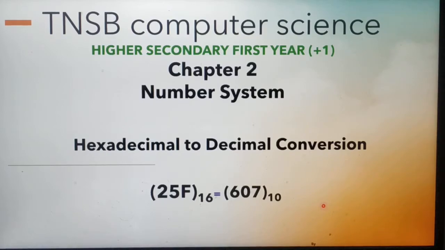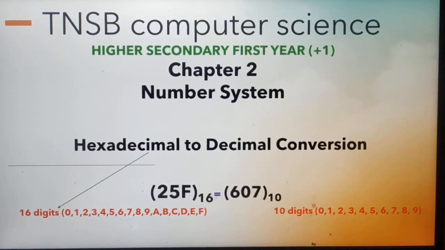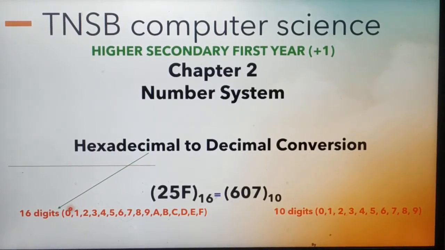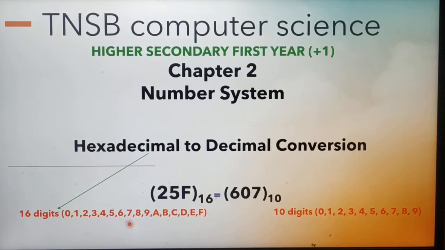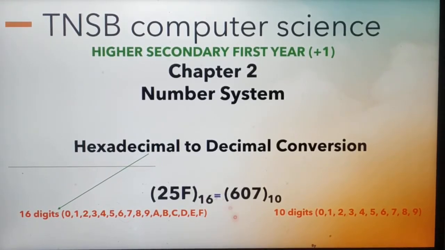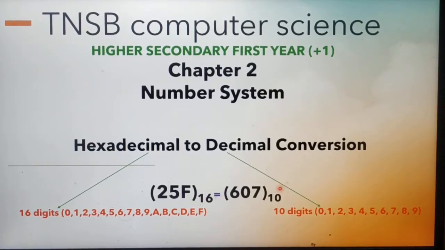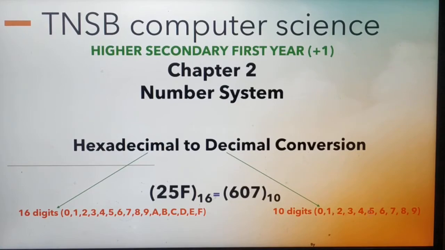My dear children, in this video we are going to see hexadecimal to decimal conversion. We know hexadecimal means 16. Hexa means 6, decimal means 10. So we have the combination of 16 digits from 0 to 9 and the alphabets from A to F. So its base is given as 16. The decimal number has the combination of 10 digits from 0 to 9. So its base is given as 10.